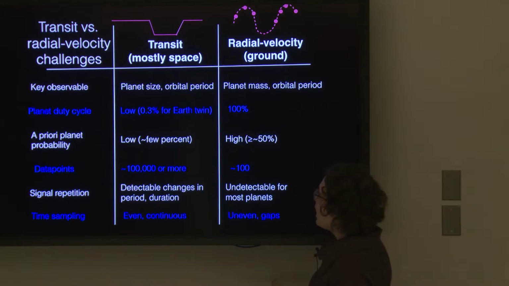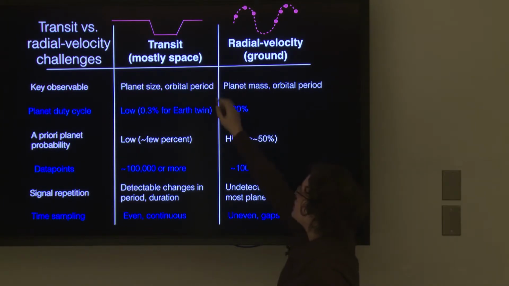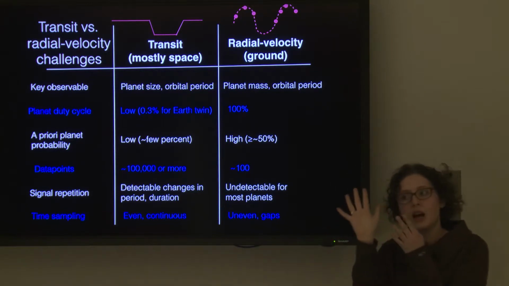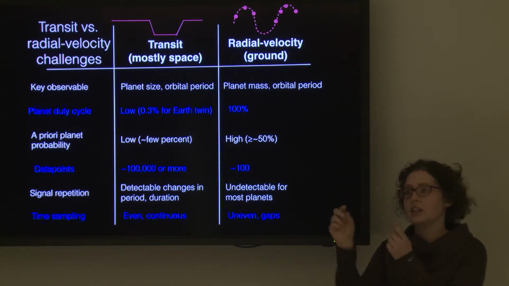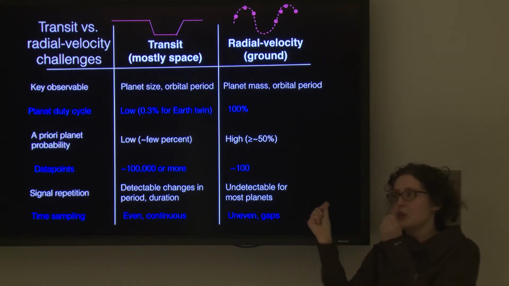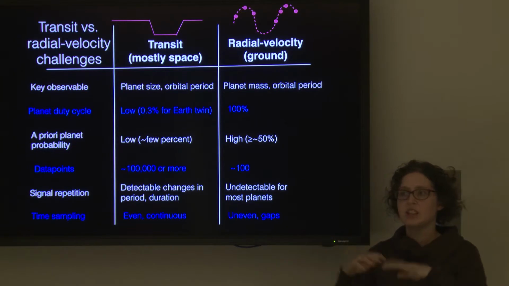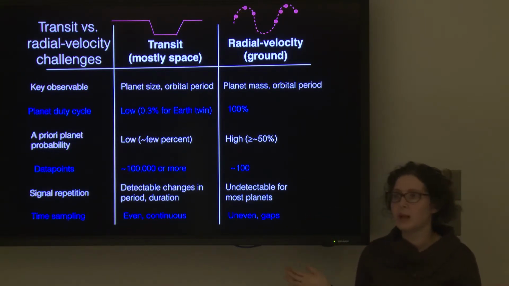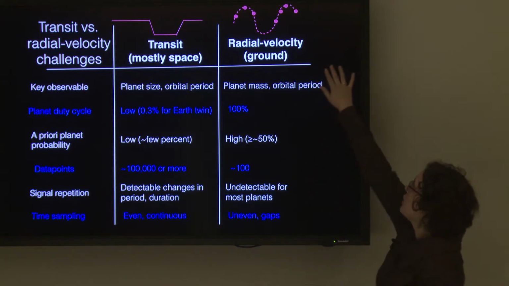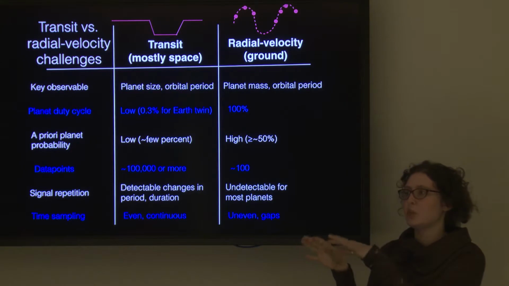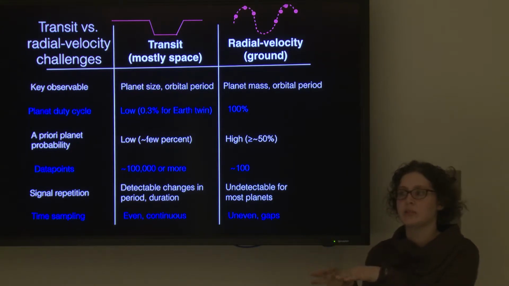In terms of the time series challenge, with the transit data set, the planet has a low duty cycle. Most of the time, we're just looking at the star. It's only at a special time during the transit that we actually see anything happening with the planet. So we have tons of data that tells us all about what's going on with the star with no planet interfering. Whereas with the radial velocity data, the planet is always there causing a signal. So we never have a separate data set to work with that's only telling us what's going on with the star.